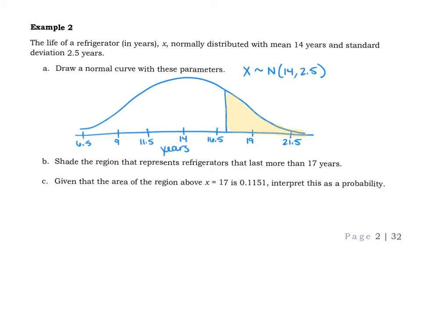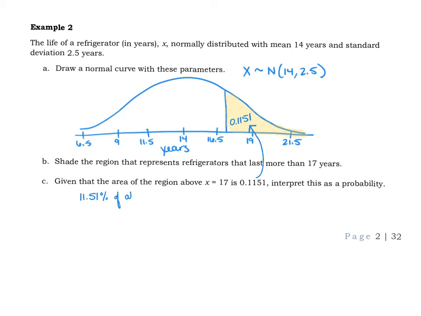And then last but not least, it says, given that the area of the region above X is 17, so that's talking about this part here that we shaded in, the area of that is 0.1151. Interpret this as a probability. So when we interpret, again, we can use not the decimal version, but we can talk about percentages, because that's how we would normally communicate with each other. So that would be interpreted something like this.